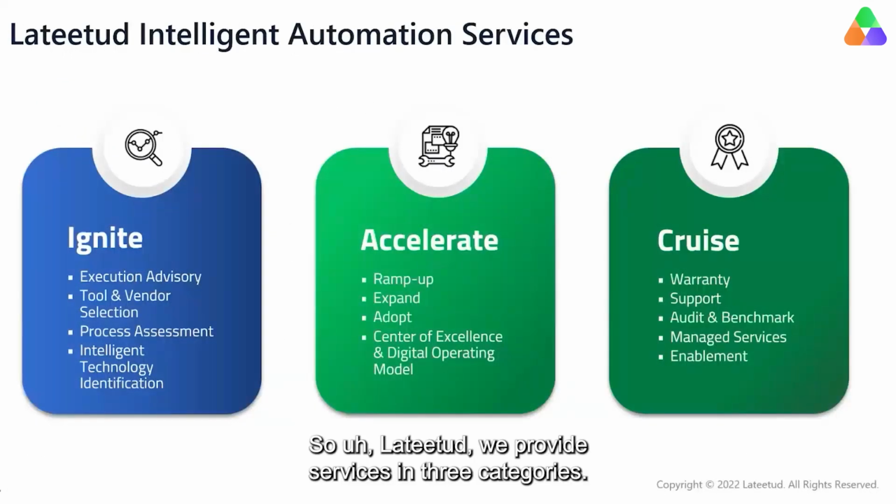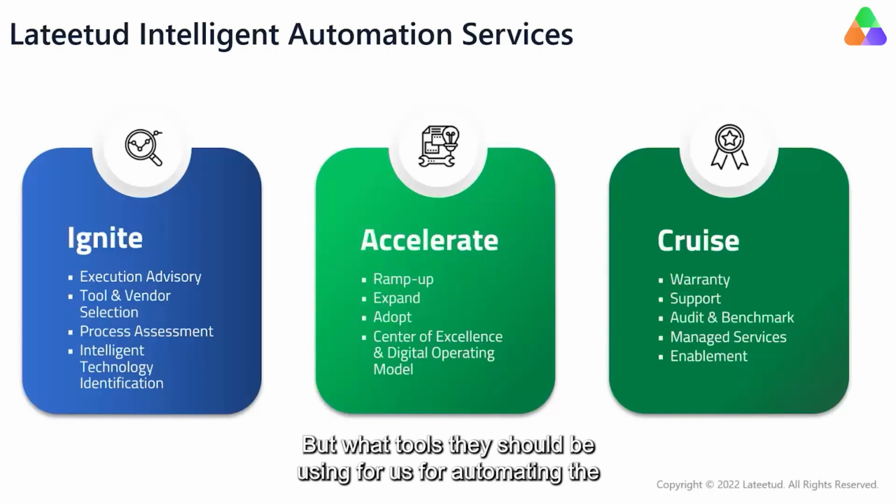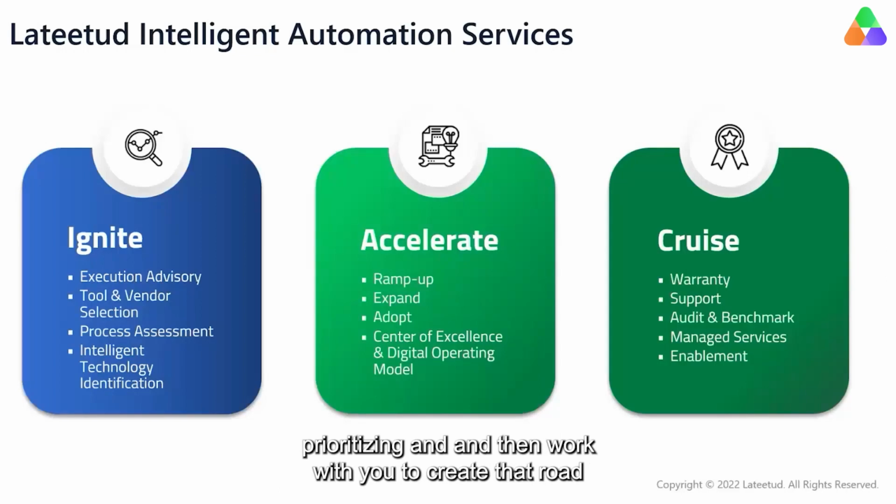So Lateetud, we provide services in three categories. That is, we sit down with the healthcare organizations, figure out what the processes are, what tools they should be using for automating the processes, and even create a roadmap based on business cases. So we look at the processes and figure out how we should be prioritizing, and then work with you to create that roadmap. And then in Accelerate, we actually implement that roadmap that we have created.